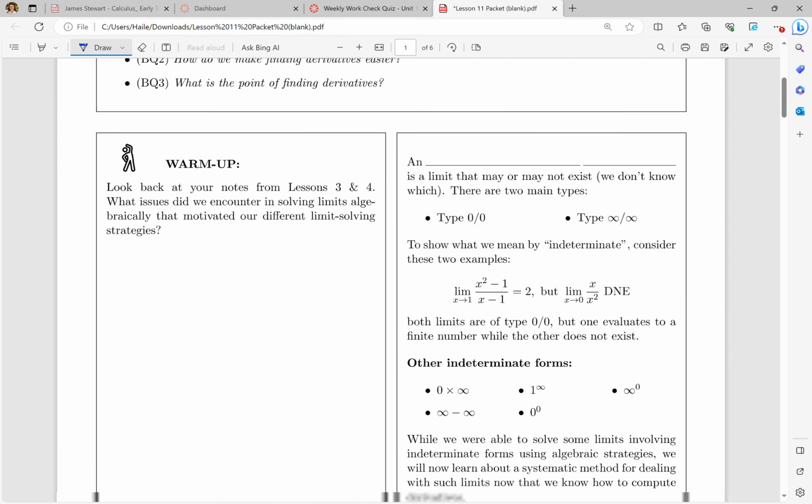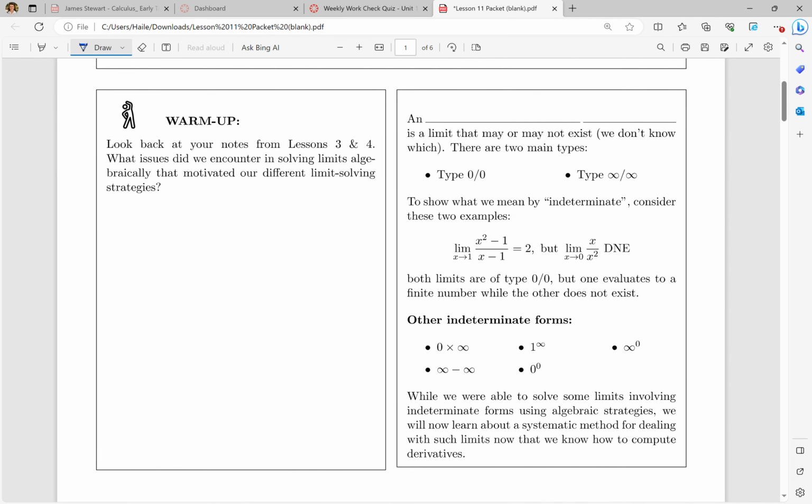So, let's look back at your notes from lessons 3 and 4. I'm not going to pull them up here, but you should pause the video and look at those really quick. What issues did we encounter in solving limits algebraically that motivated our different limit solving strategies?